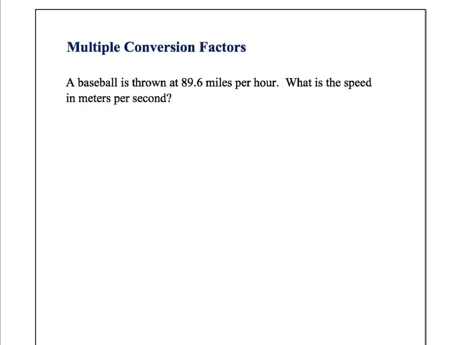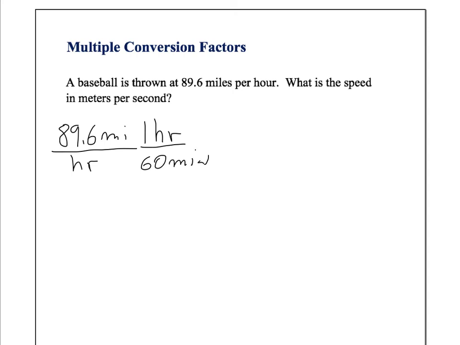Okay, so now we're going to try another conversion problem, and this one has a different aspect. You have 89.6 miles per hour, and you're changing that to meters per second. So you have 2 units that you have to change. You have to change miles into meters, and you have to change hours into seconds. Changing hours into seconds is pretty straightforward. There's 60 minutes in an hour and 60 seconds in a minute. So that's pretty clear. Notice we use that same sort of canceling technique that we used before, where we cancel from numerator to denominator.